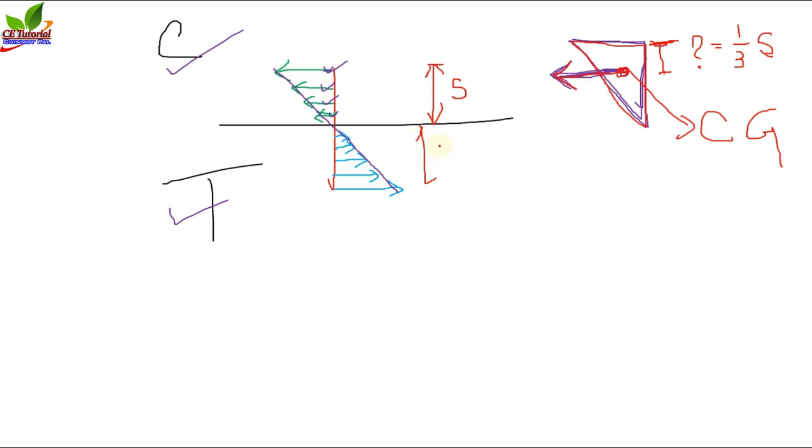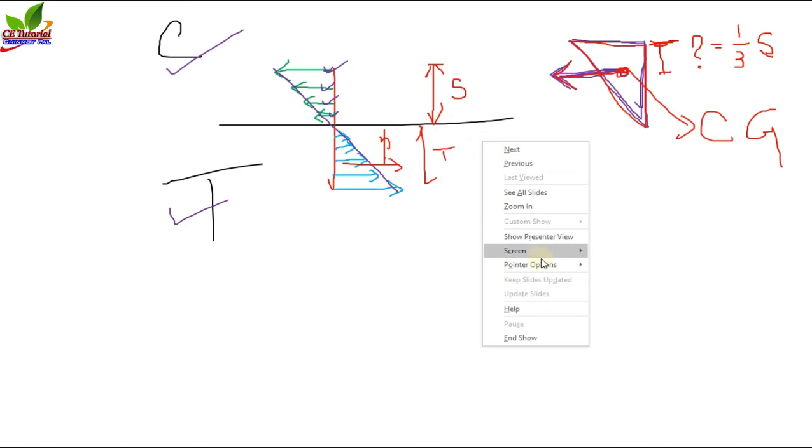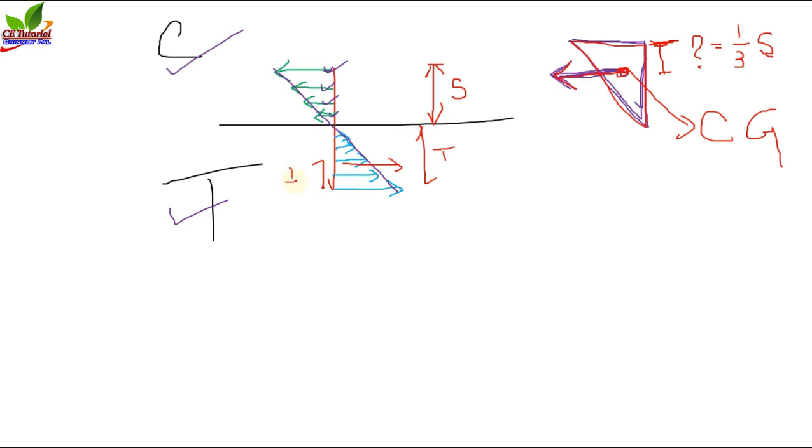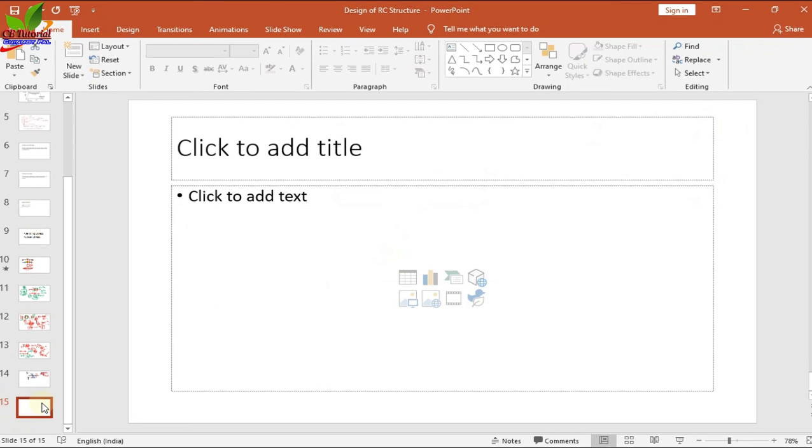And again for this case, if say this is T, then there is a compressive stress, and this distance is again 1/3 of T. Now in the last video I told you that the model I have shown is exactly not correct, that is wrong, and now I am going to tell you why it is wrong.